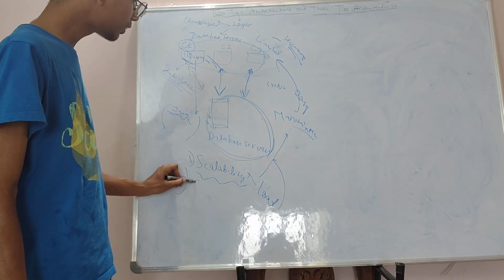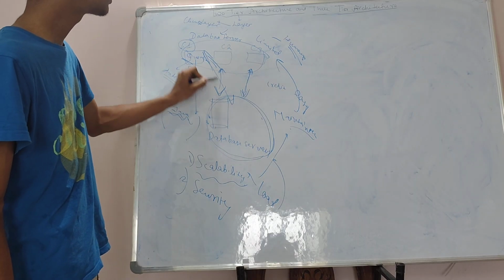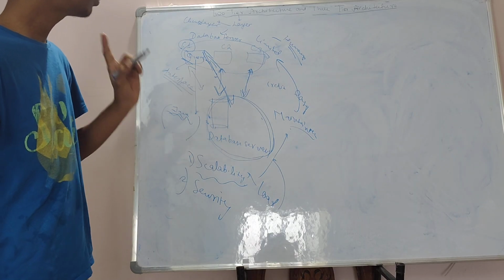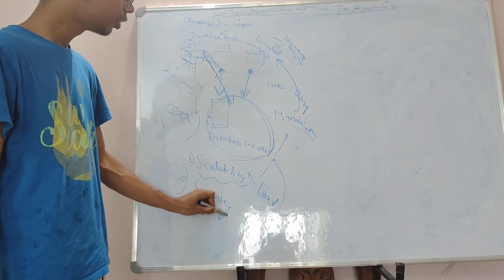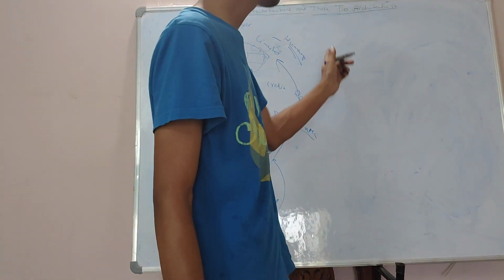The second limitation is security. Clients are directly accessible to the database server with the help of the interface, so they can manipulate the data. Right. Now we will come to three-tier architecture.